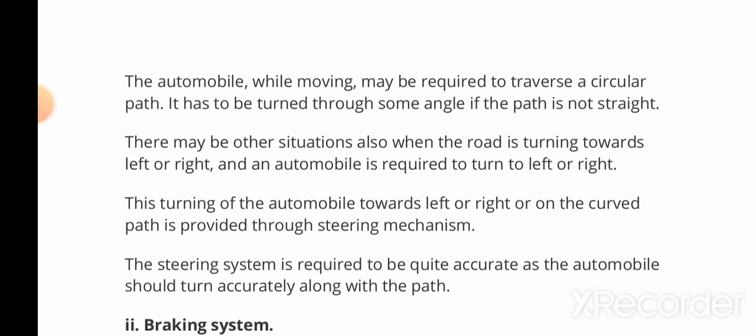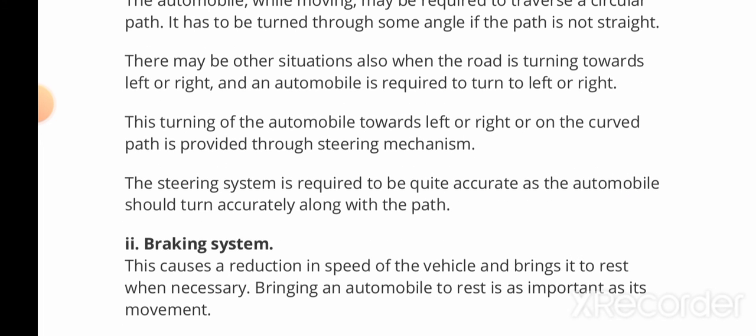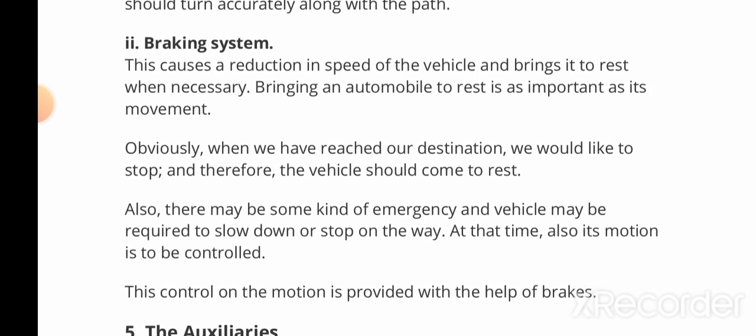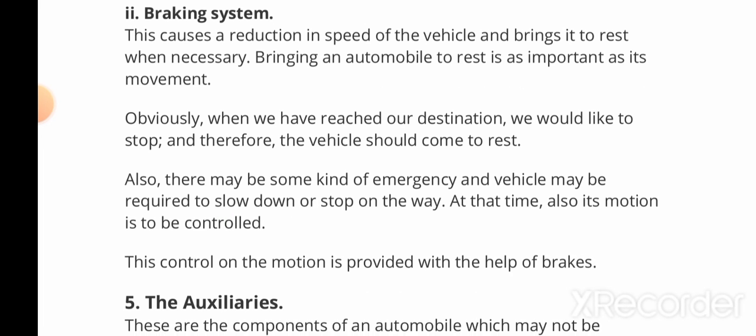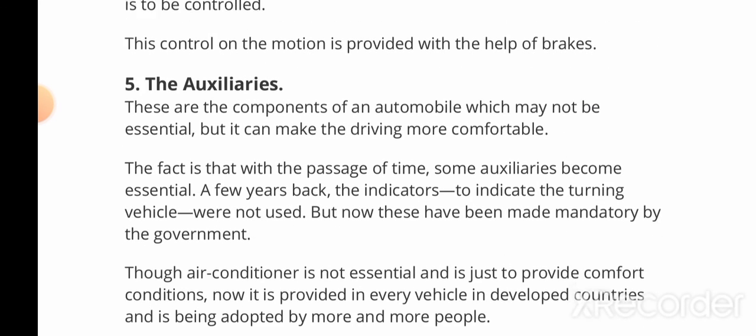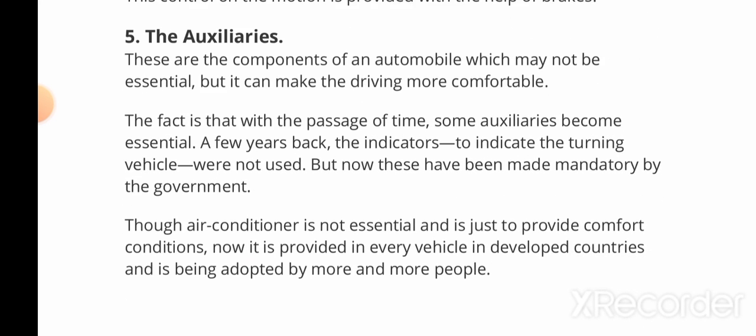These are some of the concerned topics which are properly shown on the screen, the steering system, and these are the content which comes out from the topic of braking system. So we come to our next topic, the auxiliaries. It means these are the components of an automobile which may not be essential, but they can make the driving more comfortable. The fact is that with the passage of time, some auxiliaries become essential.